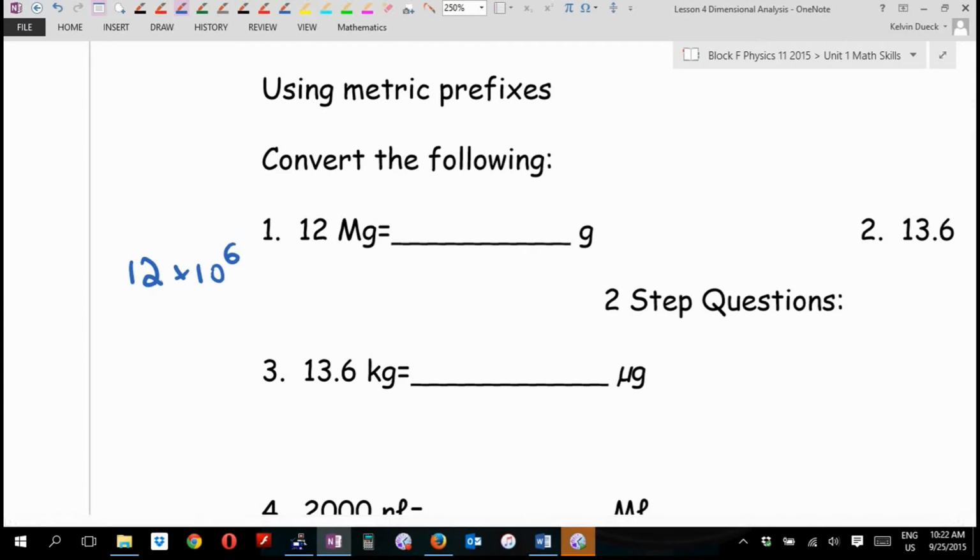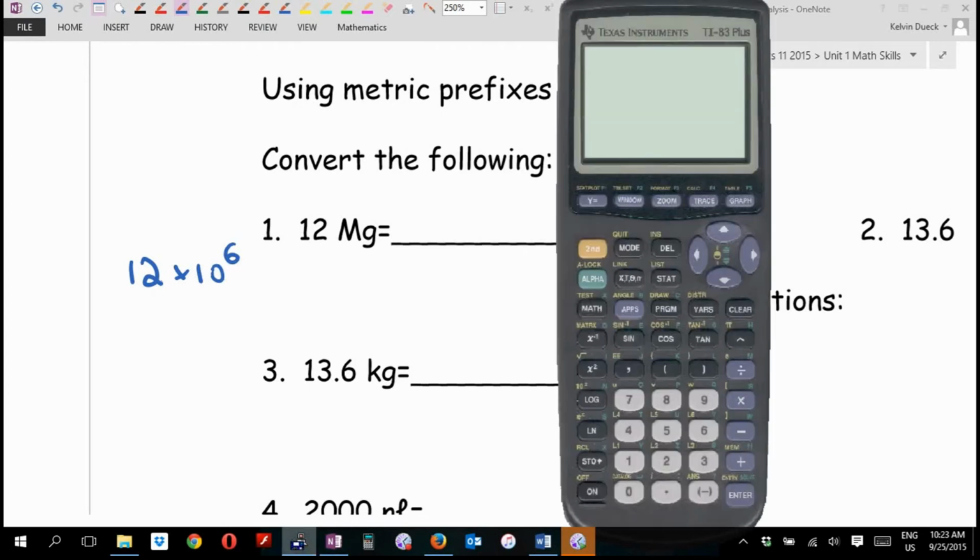So, 12, I know that looks like scientific notation. Scientific notation would technically be something, decimal something, but I'm still going to use my calculator. But this time, instead of using my scientific notation button, I'm actually going to type this. So get your calculator out, and I'm going to go 12, I'm going to type times, I'm going to type 10 to the power of 6. 12 megagrams is how many grams? That many.